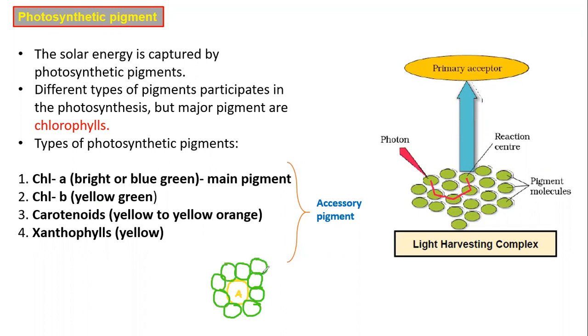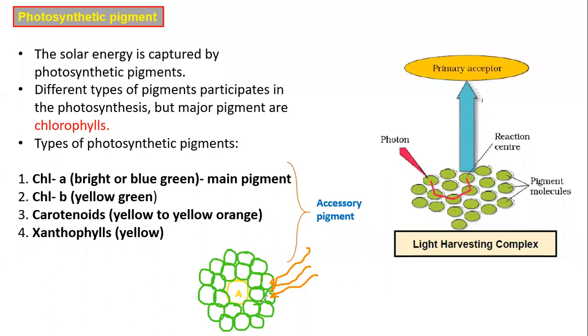So you'll find accessory pigments like chlorophyll B, carotenoids, and xanthophylls. What is the function of these accessory pigments? Without accessory pigments, photosynthesis will never happen. Why? Because the accessory pigments help in absorbing the sunlight. Clear? Whatever the pigments, the sunlight coming from the sun is absorbed by them.